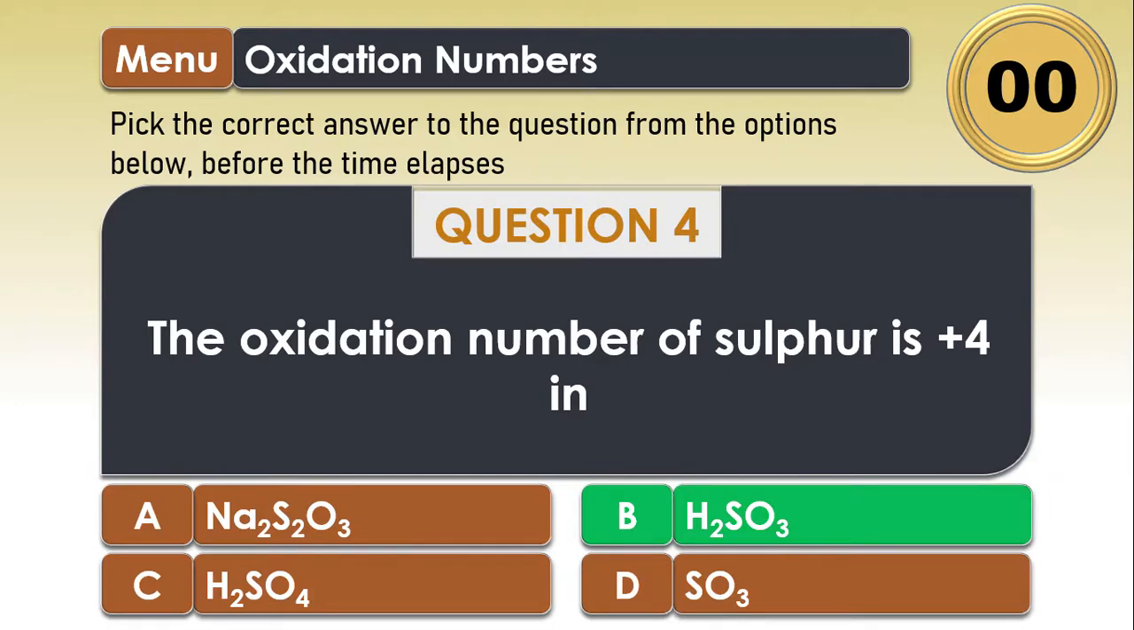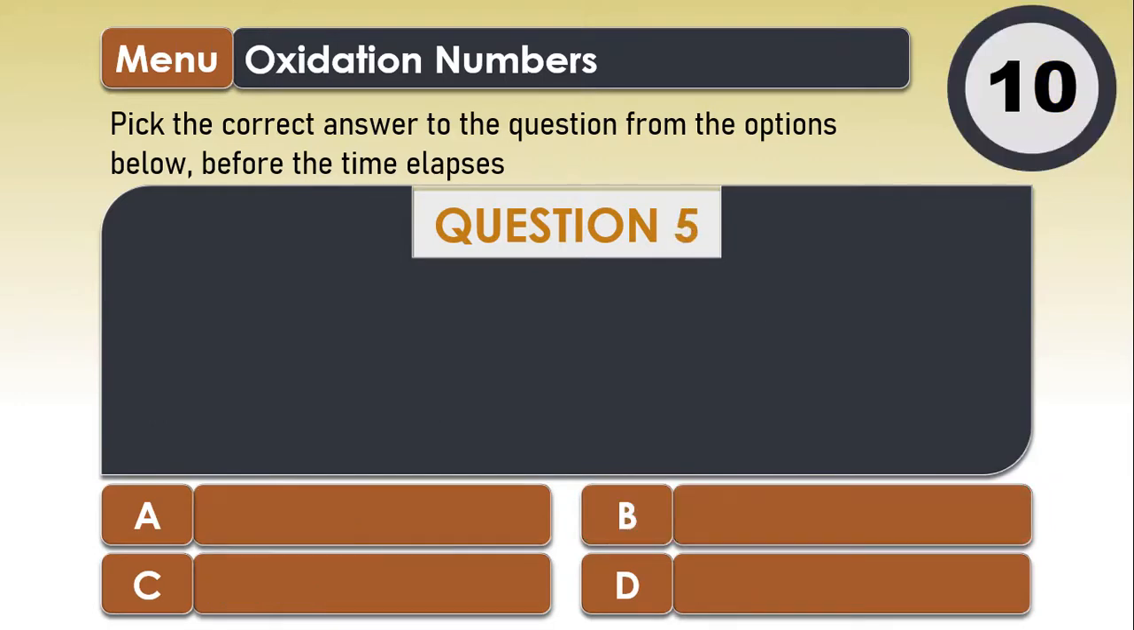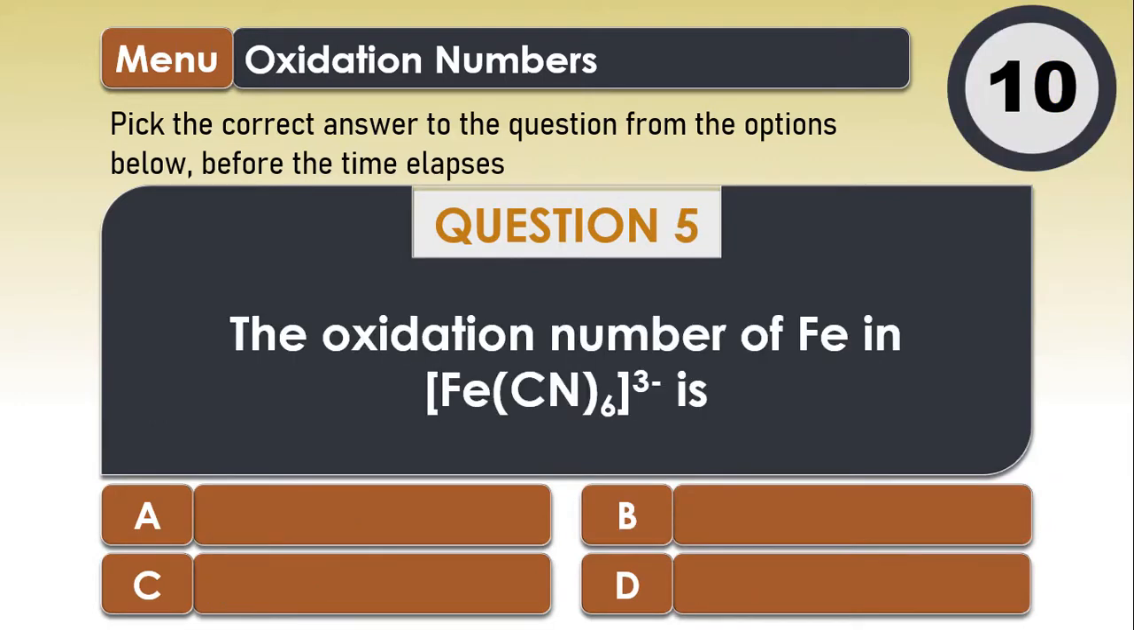The answer is B. H2SO3. Question 5. The oxidation number of iron in [Fe(CN)6]3- is A. Plus 3, B. Plus 2, C. Minus 2, and D. Minus 3. The time starts now.